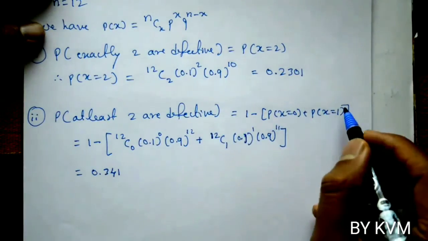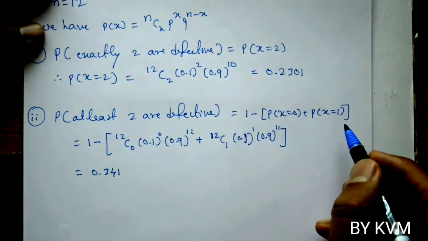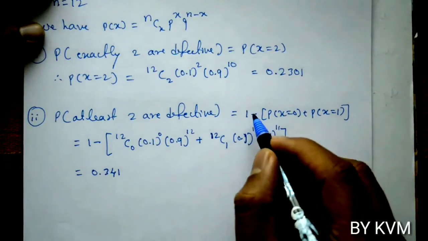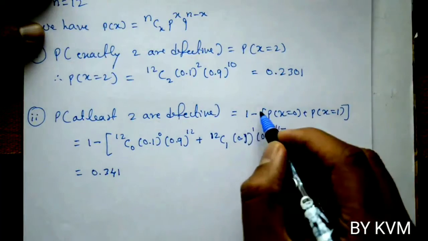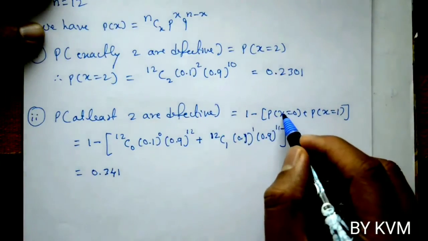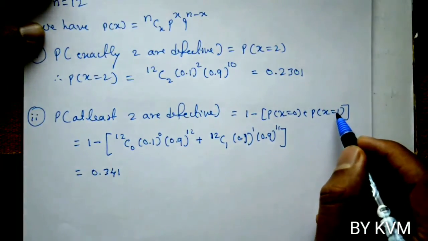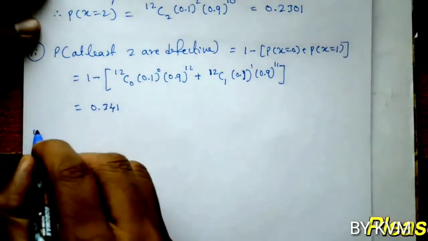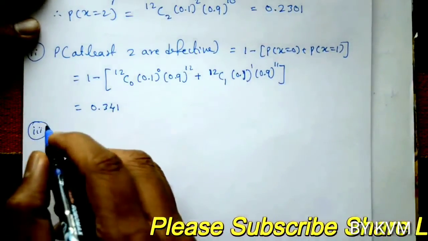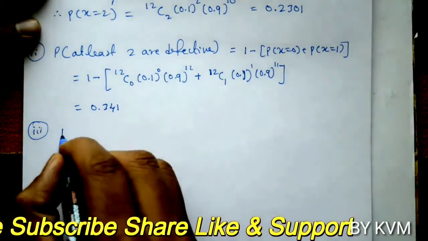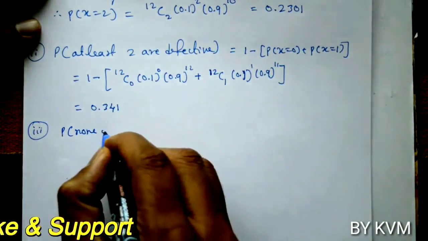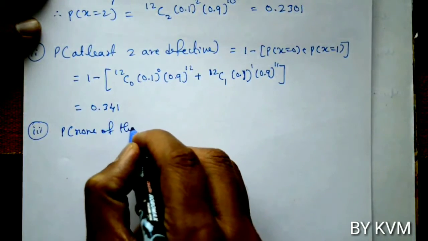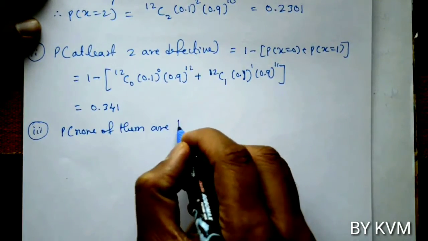So it is 0.341. Probability of at least 2 defective means probability of x greater than or equal to 2, its complement is 1 minus probability of x less than 2, so it is 0.341. Now, third case, probability of none of them are defective.